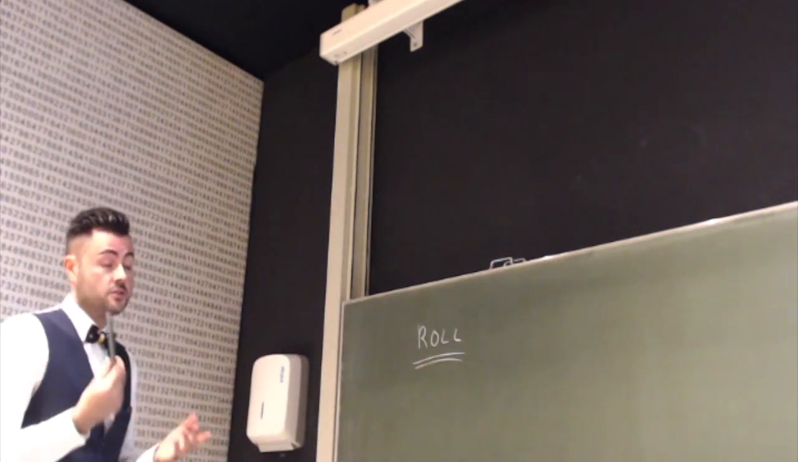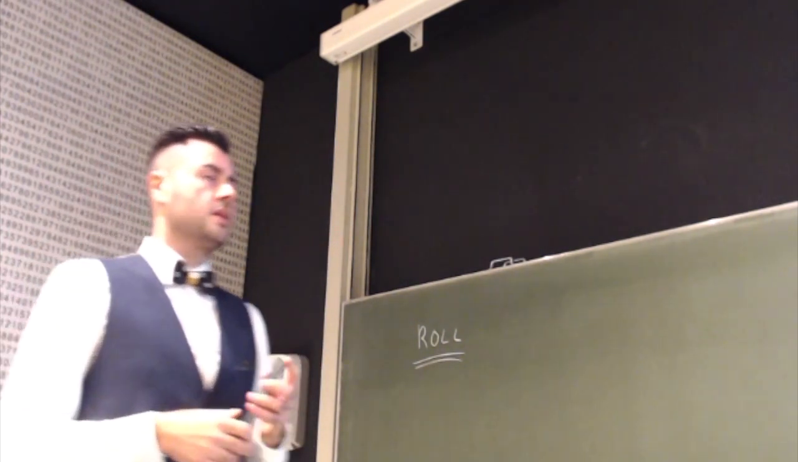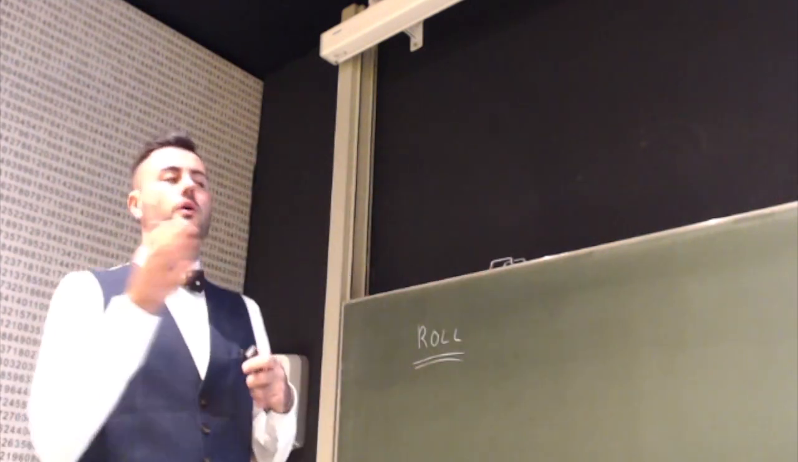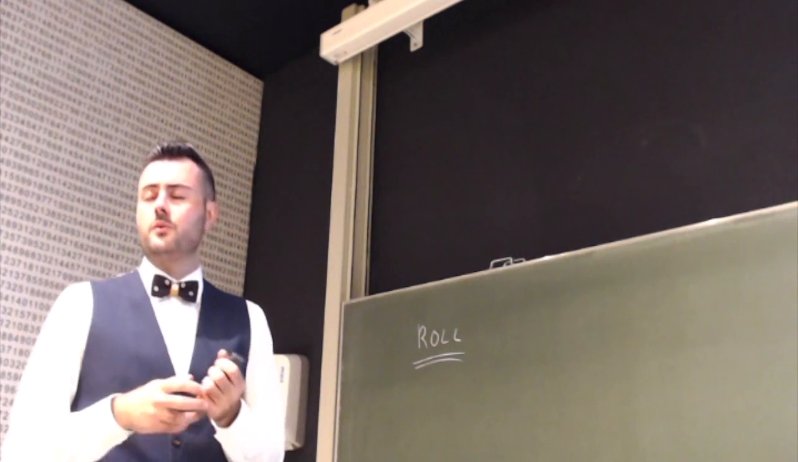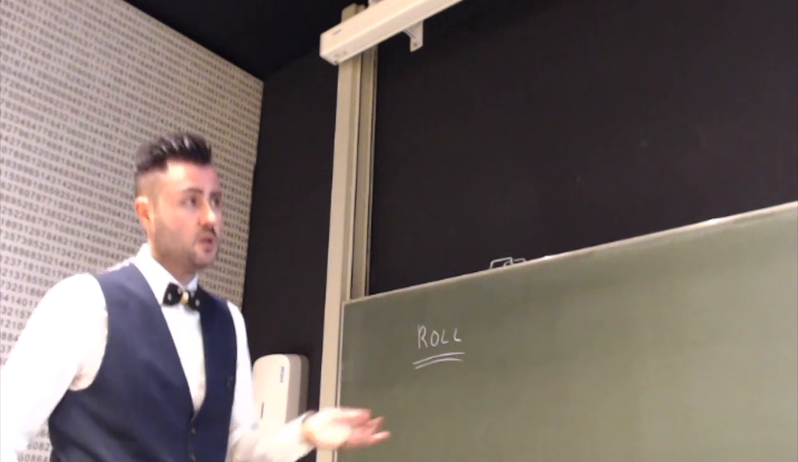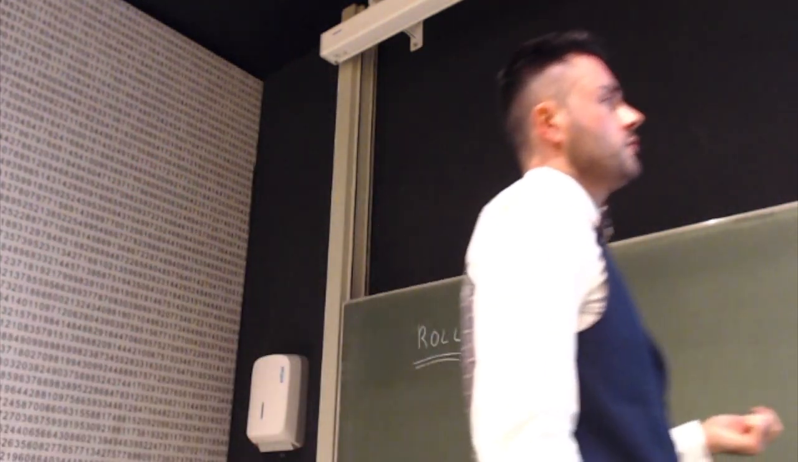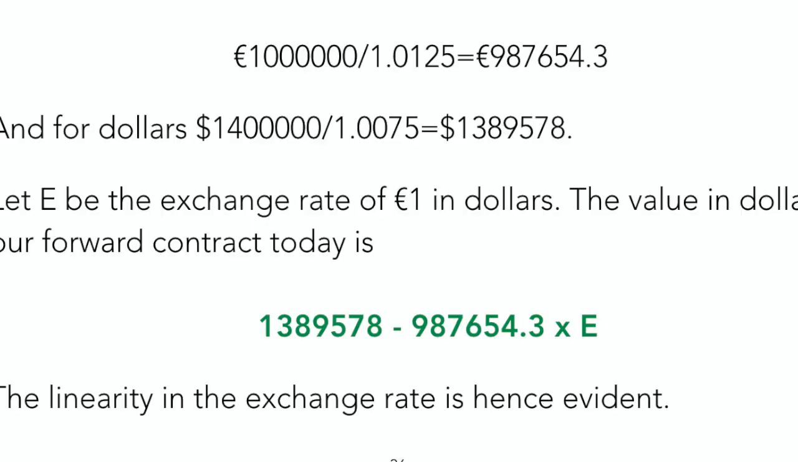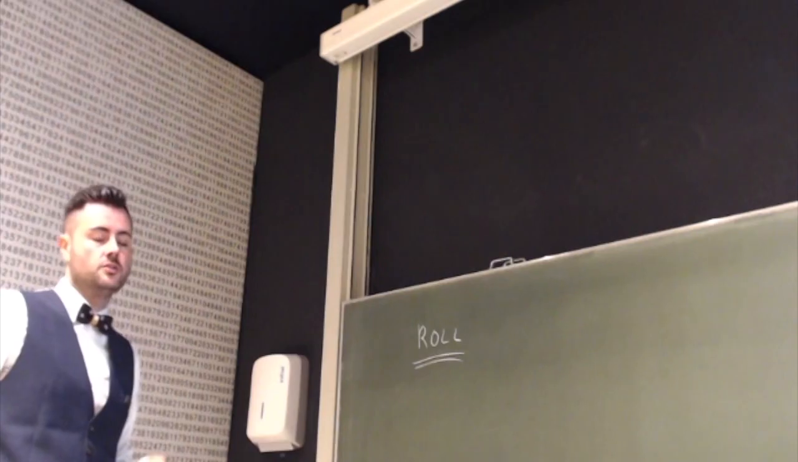Okay, so I introduce the exchange rate. The exchange rate that I called capital E is the exchange rate of 1 euro in dollars. Why? Because I want to evaluate everything in dollars. Naturally, I can do the opposite and evaluate everything in euros. The value in dollars of my forward contract today is what? It is the present value of $1.4 million in 1 year from now, which is 1.3 and something, minus the value in dollars of 1 million euros 1 year from now. So I take the discounted value in euros and I multiply by the exchange rate.